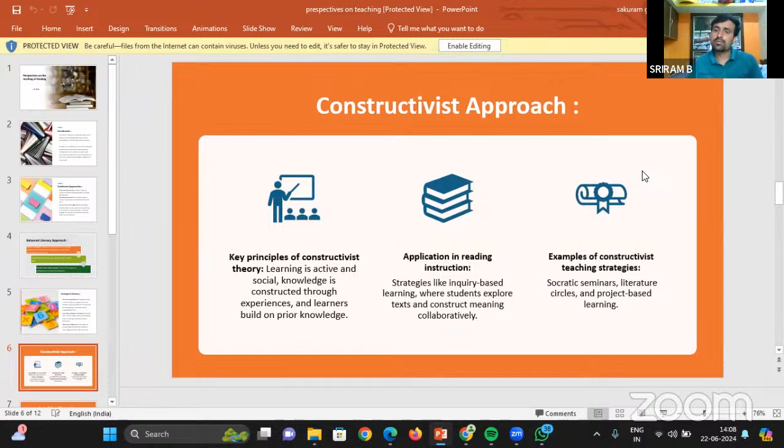Key principles of constructive theory. Learning is active and social, knowledge is constructed through experiences, and learners build on peer knowledge. Second one, application is built on prior knowledge. Prior. What is prior here? Before.